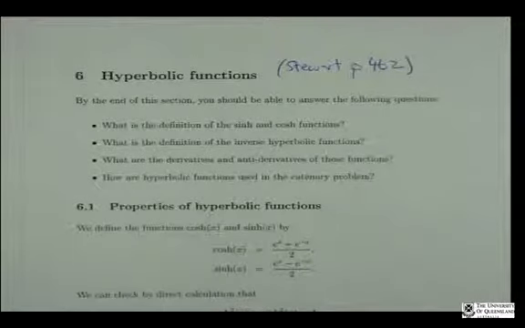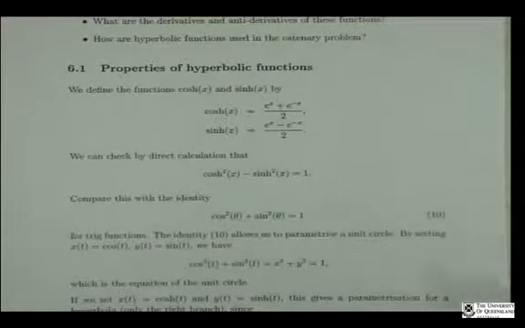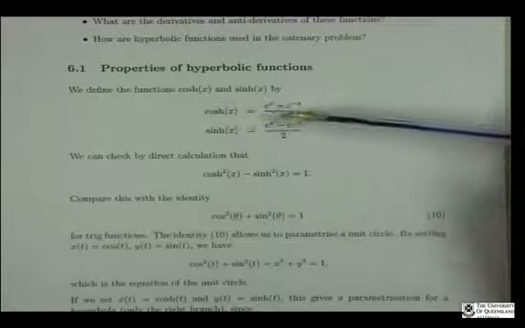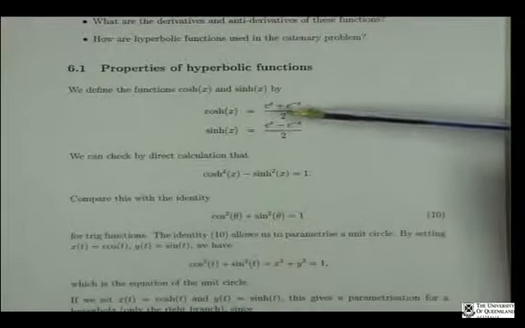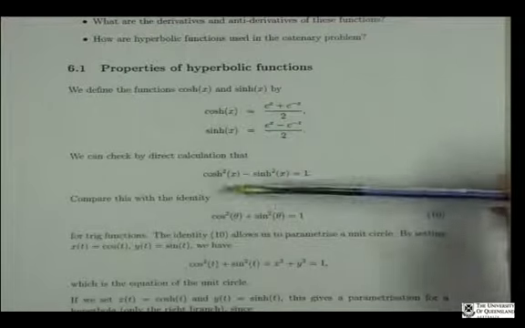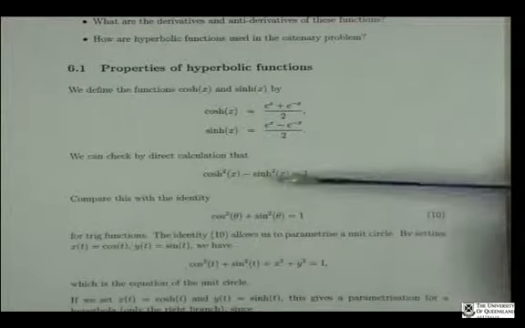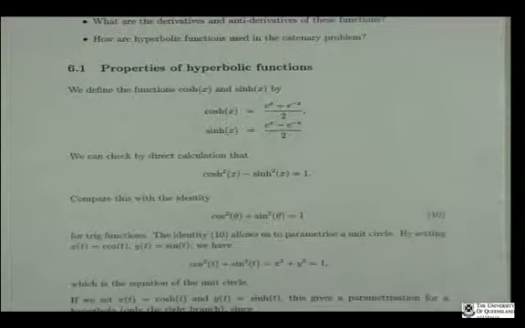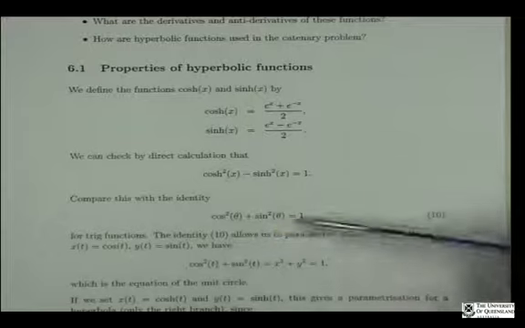But why do we use this? Why do we call them cosh and sinh, something similar to the trig functions? Well, one thing you can do just by direct calculation, using the definition in terms of these exponential functions, is verify that cosh squared of x minus sinh squared of x equals 1. And it's at this point I remind you of that well-known trig identity, cos squared theta plus sine squared theta equals 1.